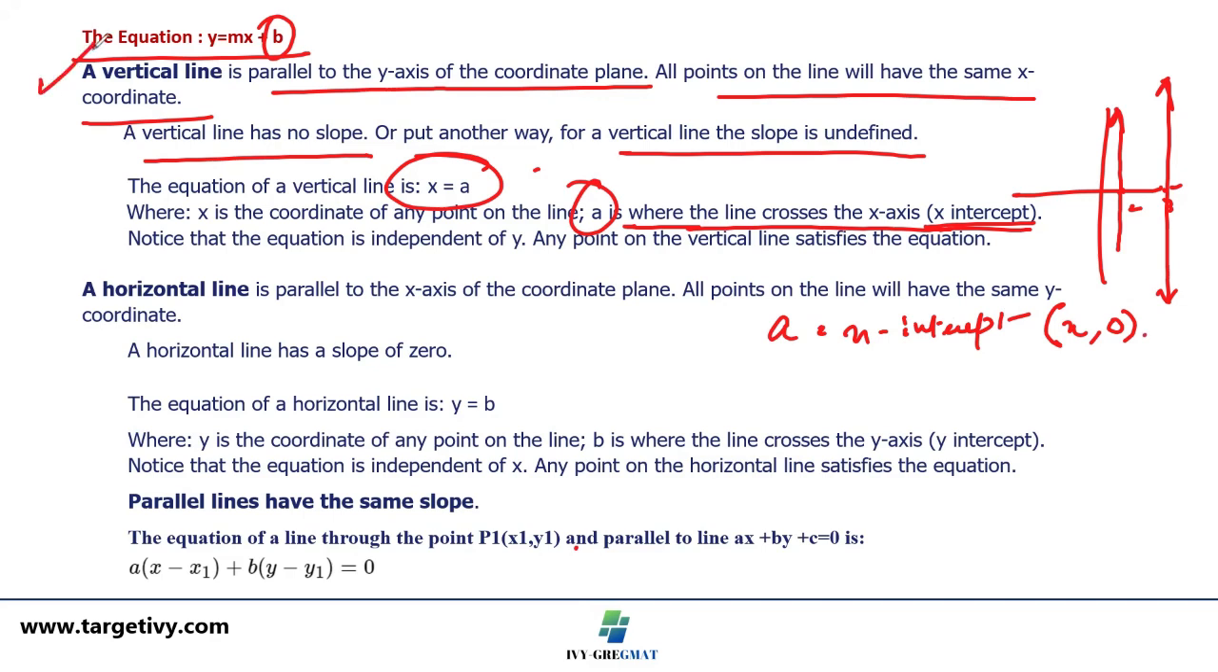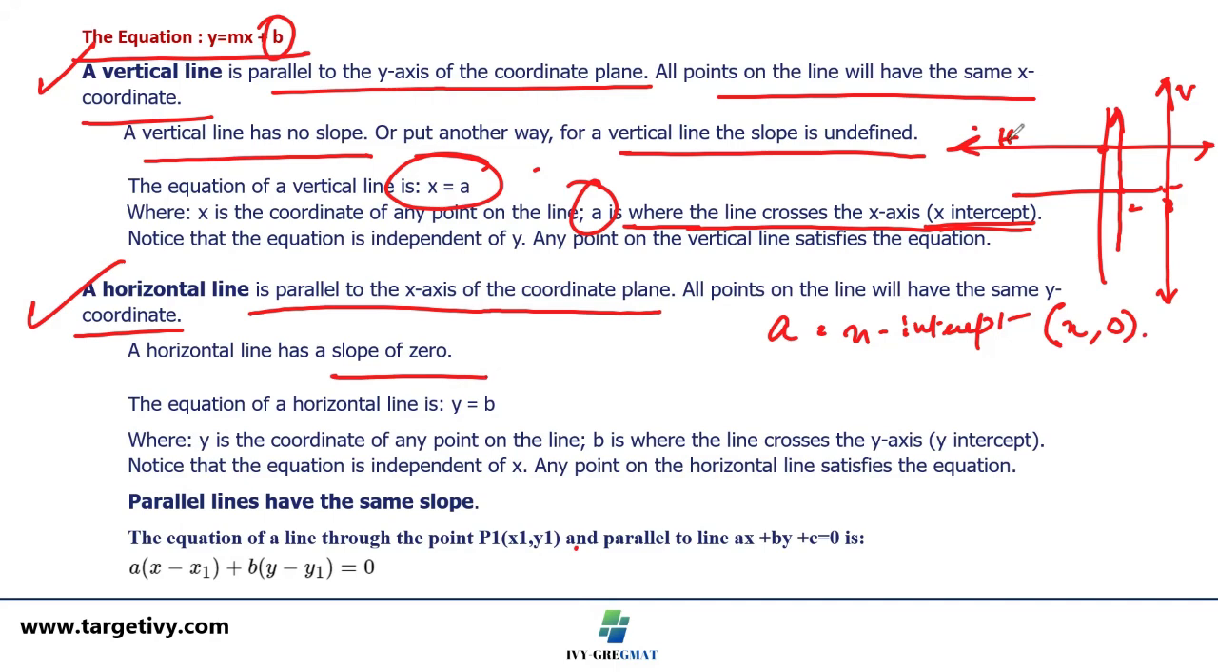Now on a horizontal line, what is happening? It is parallel to the x-axis of the coordinate plane. All the points on the line have the same y coordinate. So the moment I do it like this, y remains constant. So this is a horizontal line and this is a vertical line. So the slope is 0 here. There is no upward or downward movement. Y is equal to p.